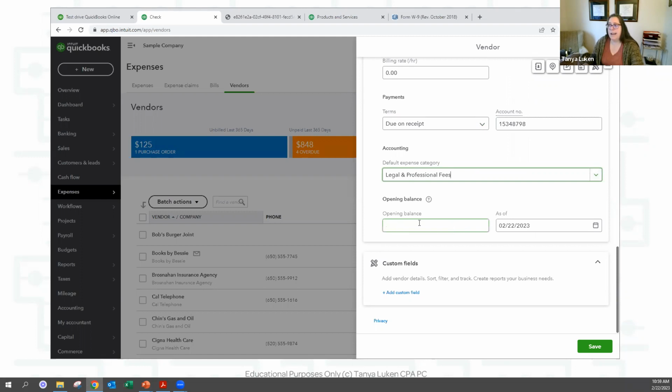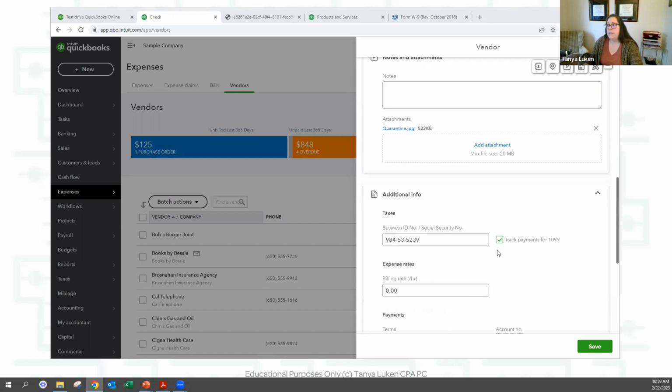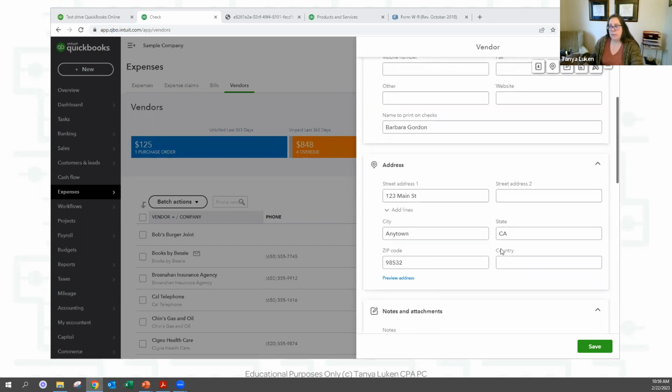And then I would never use this opening balance section. So if you ever feel like you have to use it, send me an email and I'll talk you out of it and tell you where you can go to do it instead. Okay, and then if you wanted to add custom fields, you could do it here also. So any questions about how you add a new vendor?